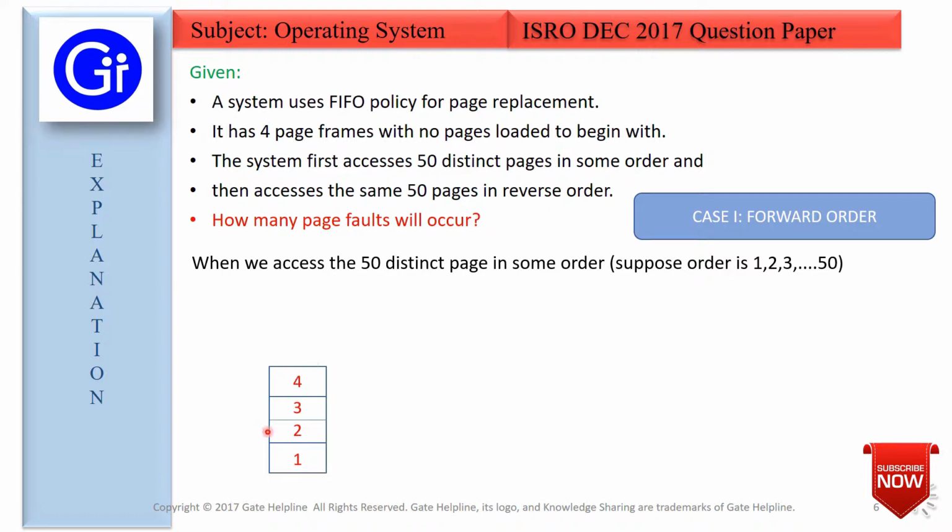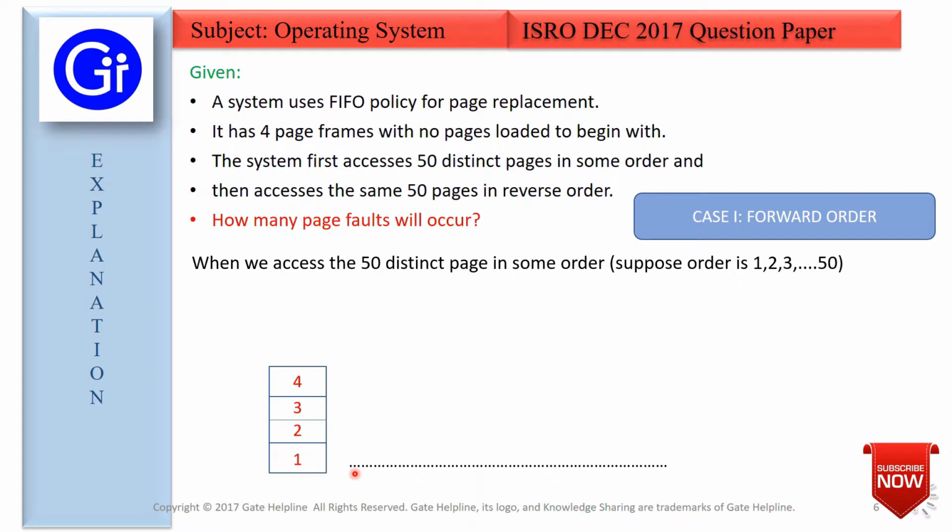Initially there was nothing, so all these 1, 2, 3, 4 are page faults. These are in red color to indicate the page faults. Next in the series comes 5, and as per FIFO it will replace 1 because 1 is the first element which came in, so it will be the first element to go out. So 1 will be replaced by 5. This is also a page fault.